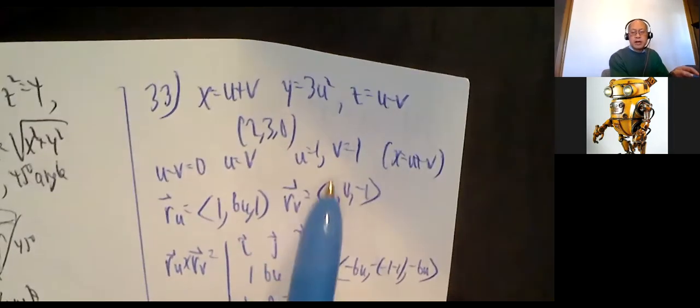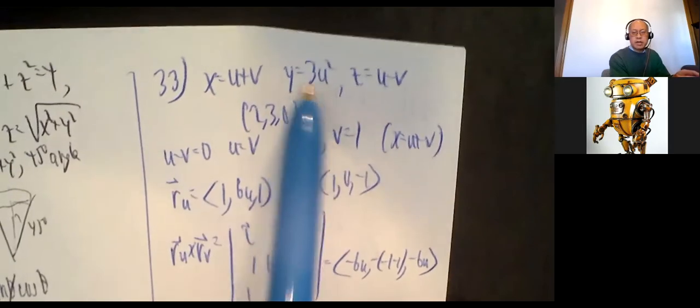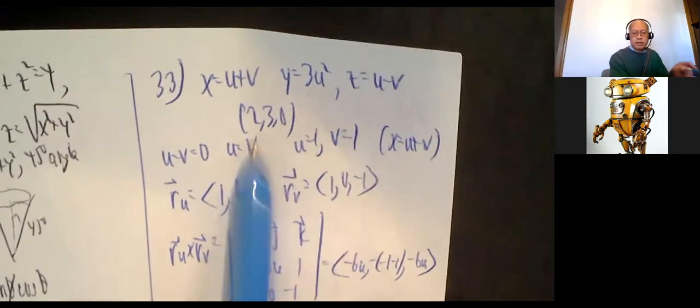And quick double check, x equals u plus v. Plug in 1 plus 1 is 2, that's right. 3 times 1 squared is 3. 1 minus 1 is 0, it works.